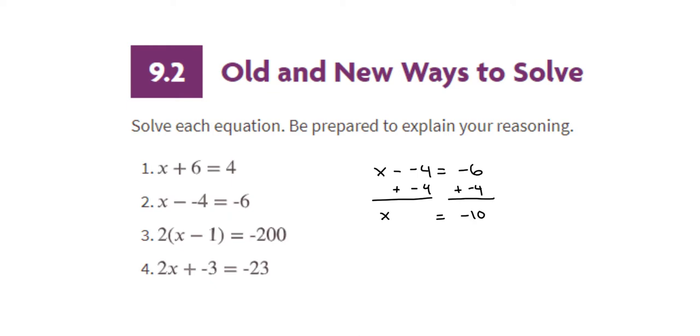Or an easier way to think about this may be to change this to addition, right? If we have x minus negative 4 is equal to negative 6, remember any subtraction problem we could change to addition. We just do keep, flip, change. And now we have x plus a positive 4. So if we have x plus a positive 4, then we would just subtract 4 from both sides. And we would come to the same answer as over here. Negative 6 minus 4 is negative 10.